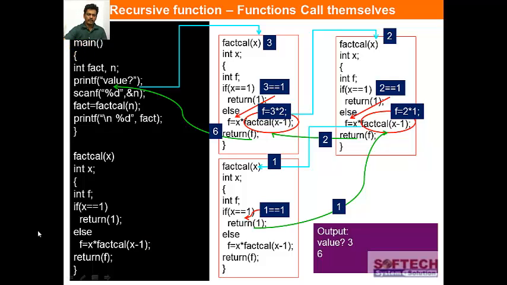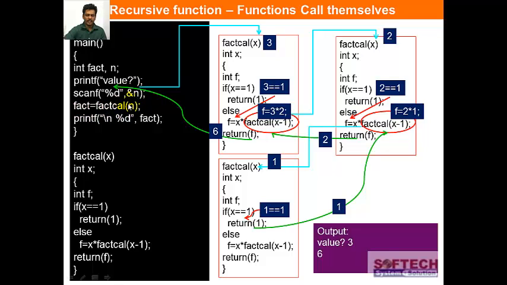It is an example program. Integer fact, n; printf of value. Scanf percentage d and n, so we get one value. For example, if we give 3, that 3 is assigned to n. The value of n is 3.